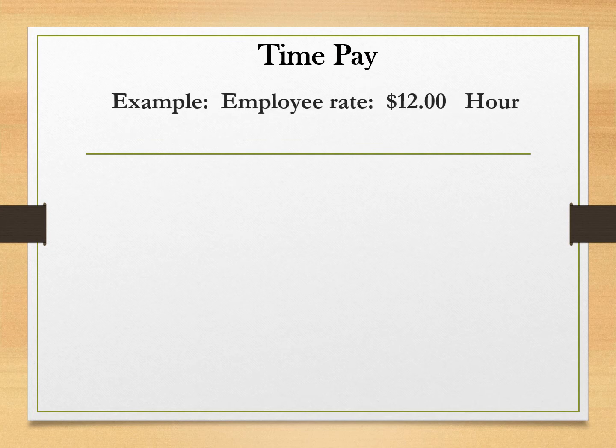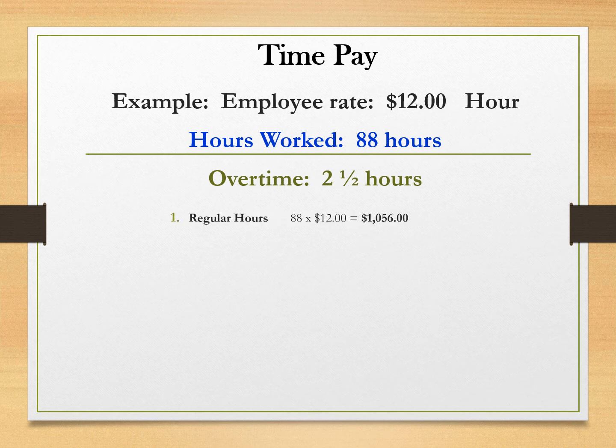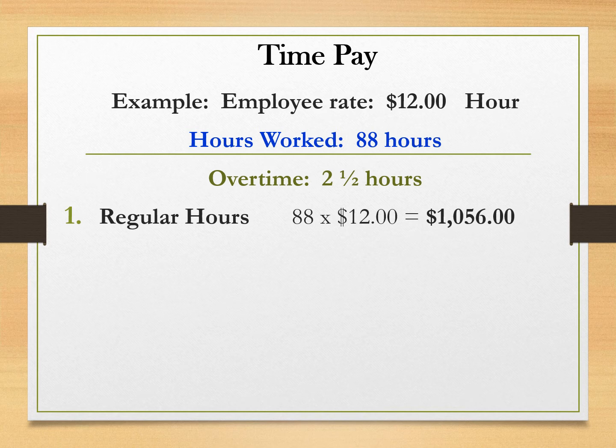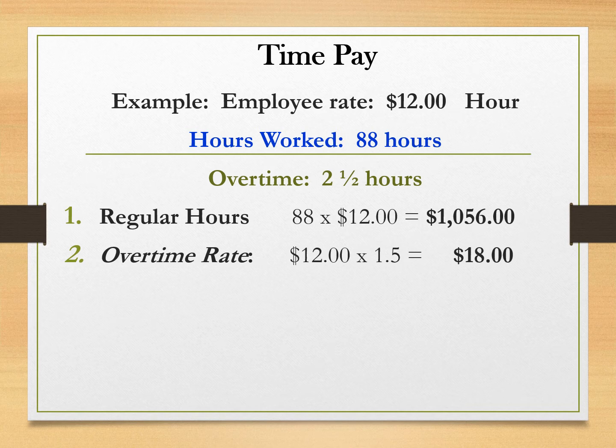Let us take time here to talk about how we actually calculate gross earnings. An employee earns $12 an hour. The number of hours worked is 88 hours. Overtime, 2.5 hours. The first step is to calculate our regular hours. We will take the 88 hours worked times the rate of pay, which is $12, and we will find that this employee earned $1,056. The second step is to calculate our new overtime rate. We do this by taking the hourly rate, which is $12, and multiplying that by 1.5, which will give us a new overtime rate of pay of $18.